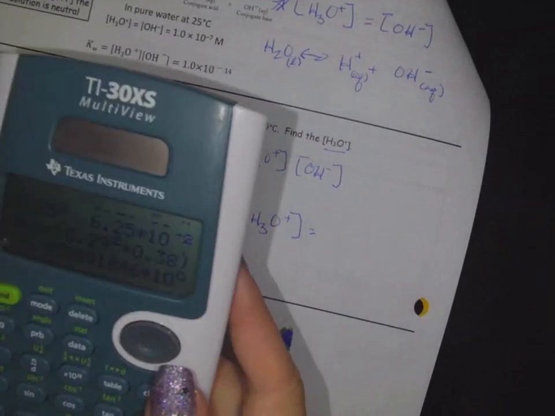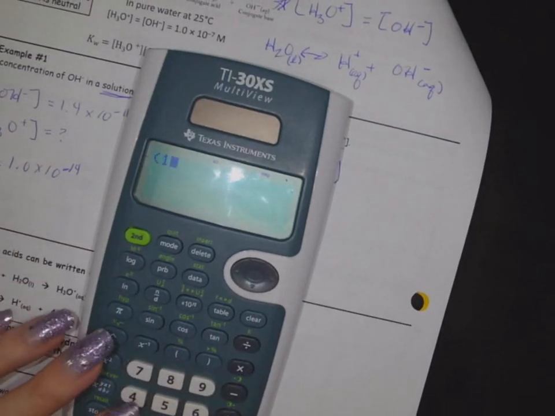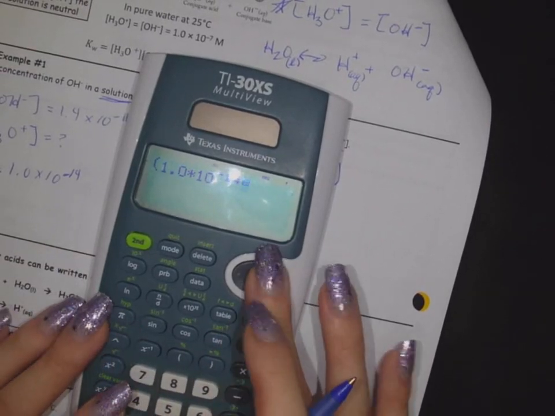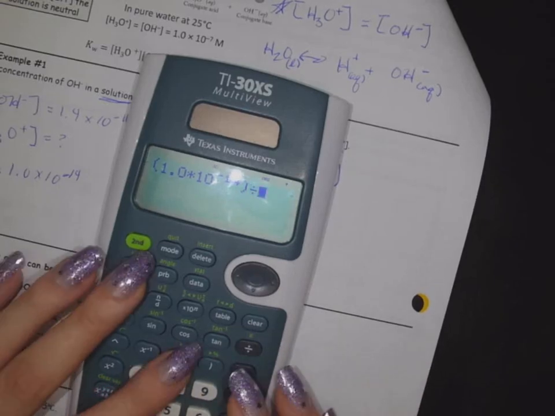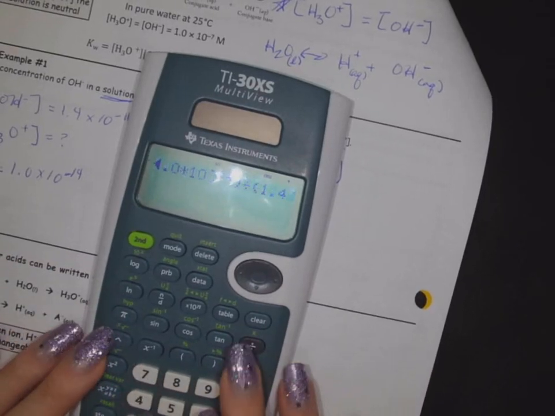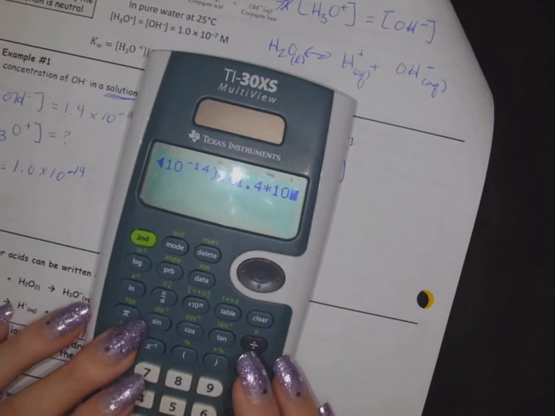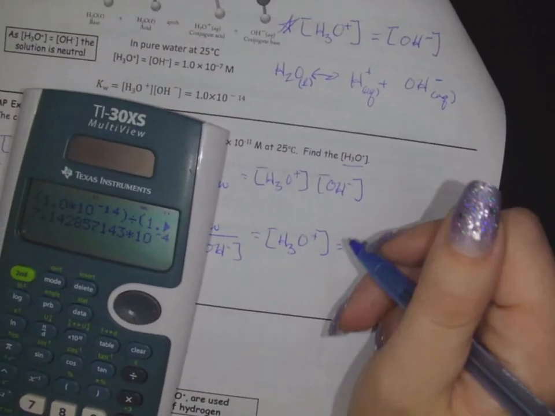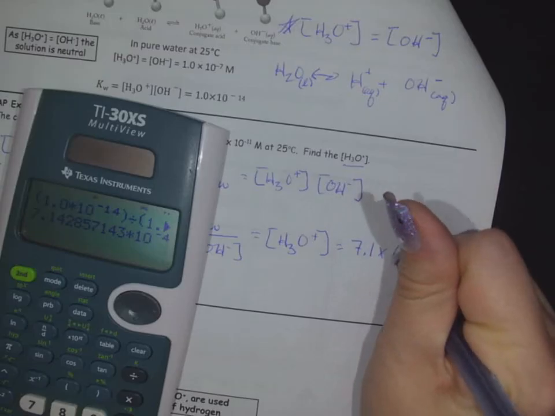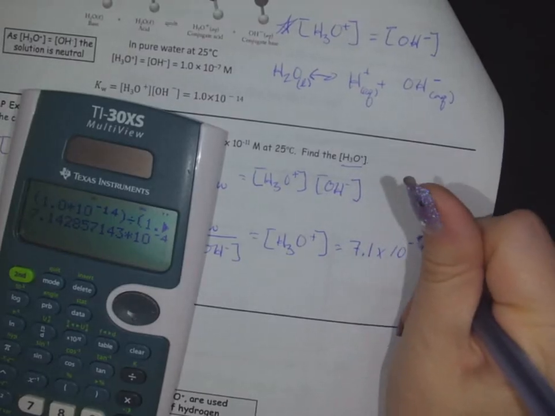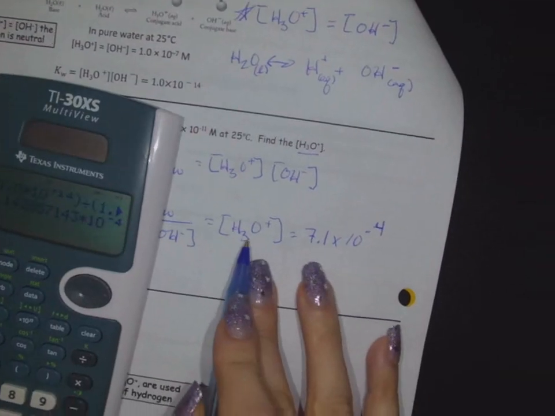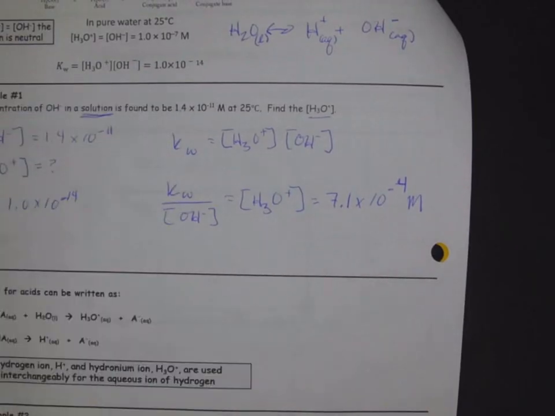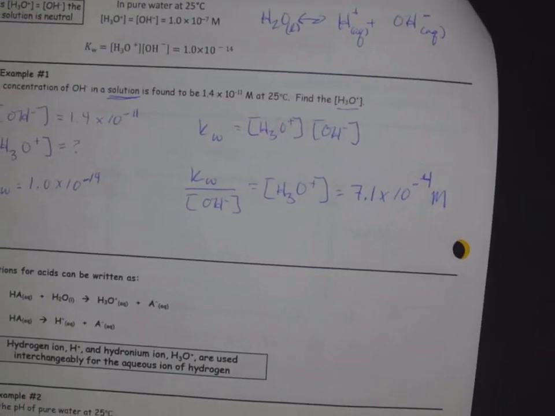All right, so my Kw, 1 times 10 raised to the negative 14 divided by the concentration of the hydroxide, 1.4 times 10 raised to the negative 11. We're dealing with 2 sig figs right now. So then my final answer would be 7.1 times 10 to the negative 4. And this is a concentration, so units are capital M, molarity, molar. Nice. Okay, next.